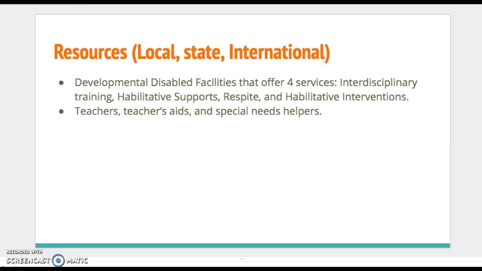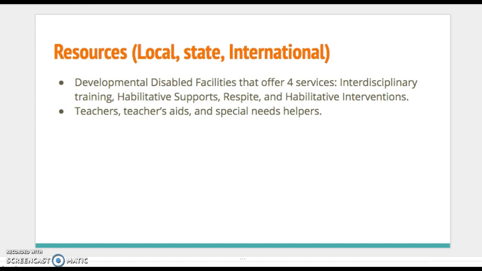Here we have some resources. Now, developmental disability facilities like Journeys provide forced services. There's interdisciplinary training. And that kind of just depends on what the client needs. That can be in the home or in the community. It's all depending on what the client needs.